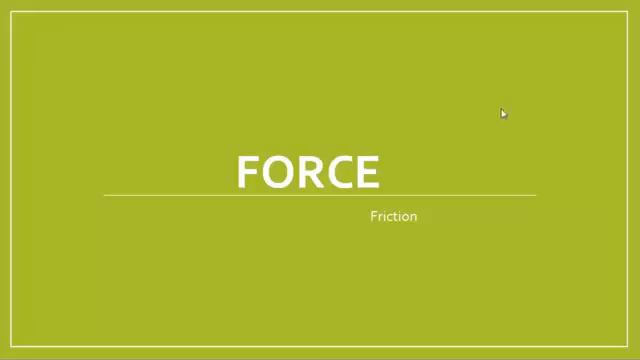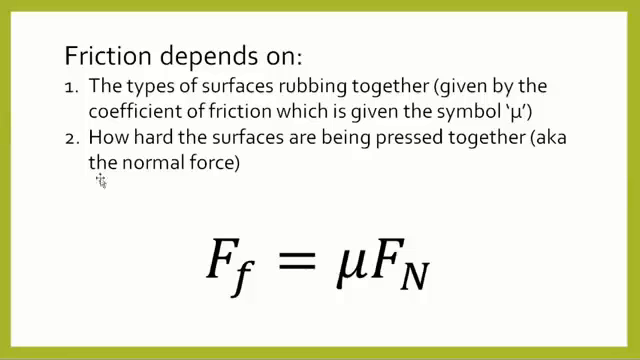Welcome back, everyone. So today's exciting lecture deals with the topic of friction. We've already talked about friction a little bit as the force that slows things down that are moving, but we're going to look at a different way of calculating friction and basically making things a little more complicated, as we tend to do. Alright, so friction depends on two things: the types of surfaces rubbing together.